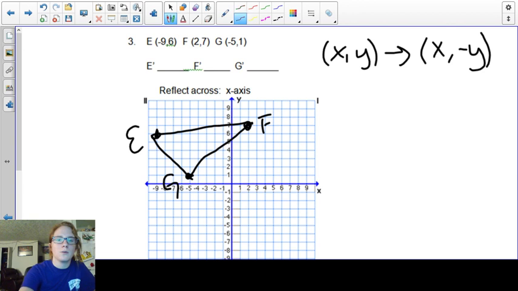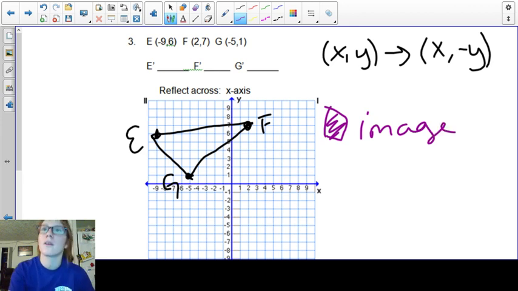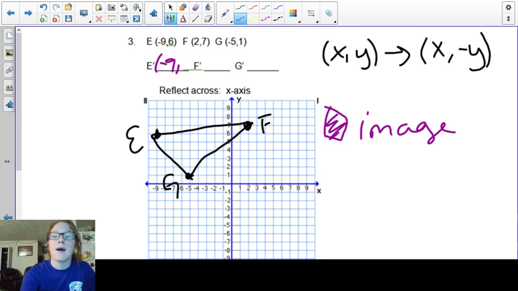So to do my image, I'm keeping with the black and purple theme today. My x is going to stay the same. My y will be the opposite. So I'll be at negative 9, negative 6, 2, negative 7, and negative 5, negative 1.